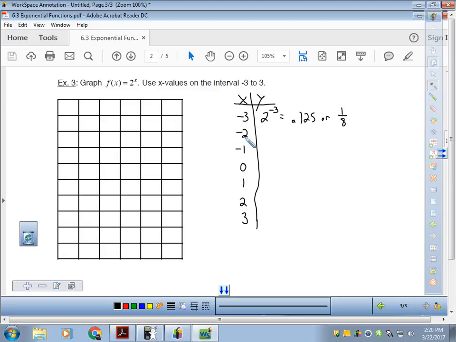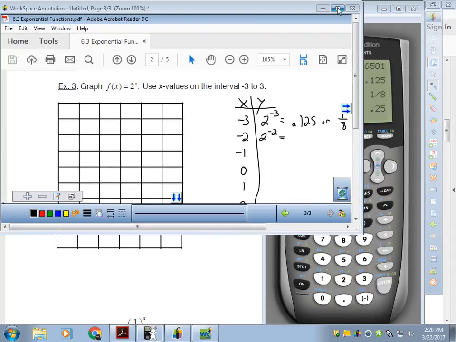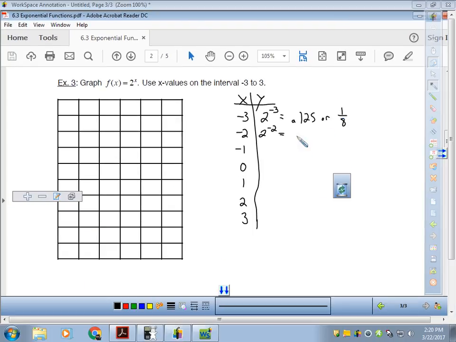Alright. -2, if we plug in, we have 2 to the -2 power. Again, if you don't trust yourself, go to your calculator. 2 raised to the -2 power. That's 0.25. Yeah, 1/4. And again, it makes sense. 2 squared is 4, and the negative flips it to the bottom, so it's 1/4.